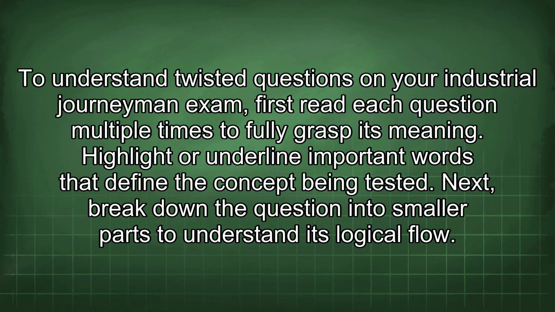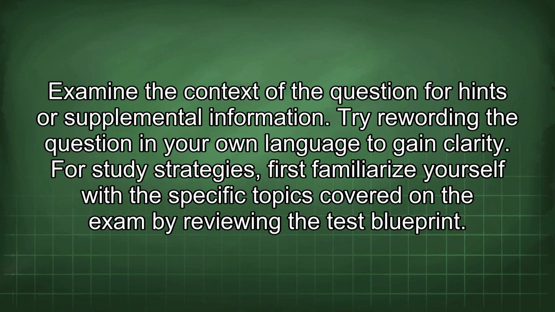To understand twisted questions on your industrial journeyman exam, first read each question multiple times to fully grasp its meaning. Highlight or underline important words that define the concept being tested. Next, break down the question into smaller parts to understand its logical flow. Examine the context of the question for hints or supplemental information. Try rewording the question in your own language to gain clarity.